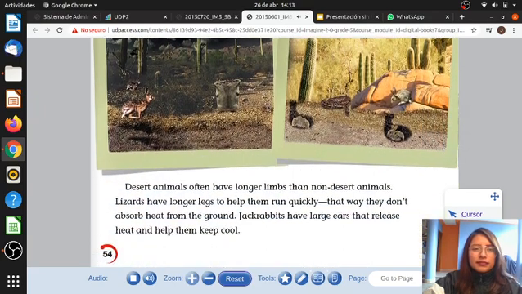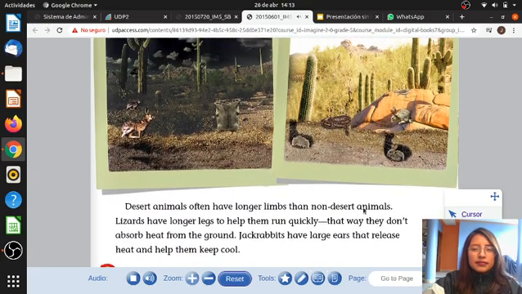Desert animals often have longer limbs than non-desert animals. Lizards have longer legs to help them run quickly. That way they don't absorb heat from the ground. Jackrabbits have large ears that release heat and help them keep cool.